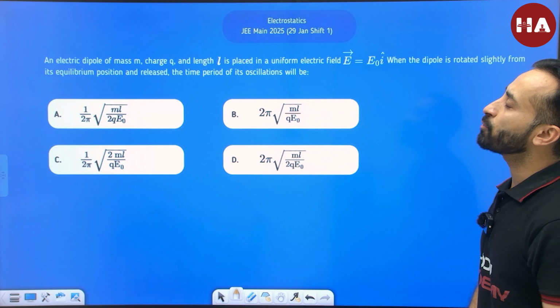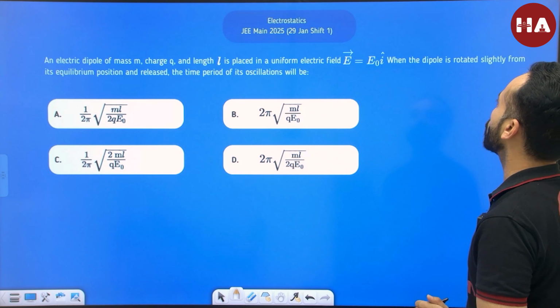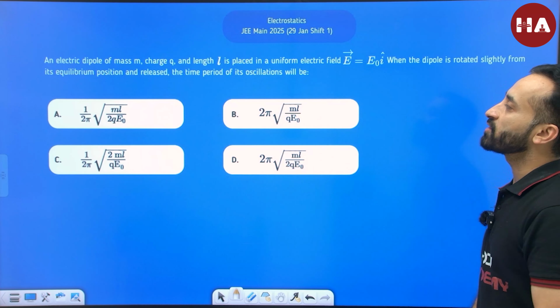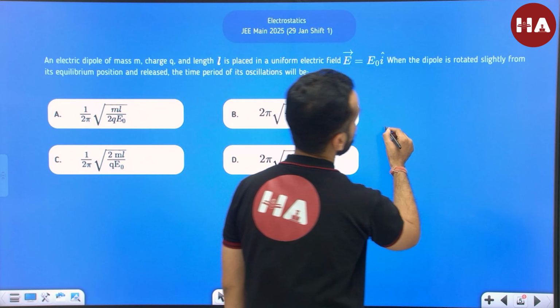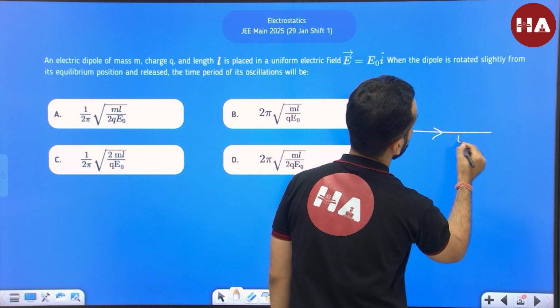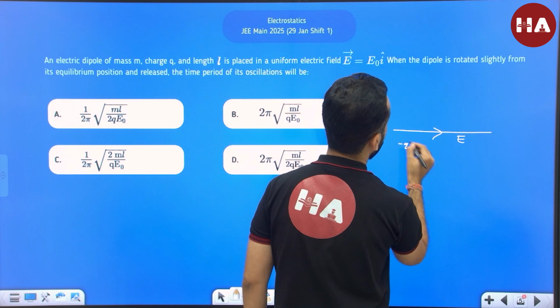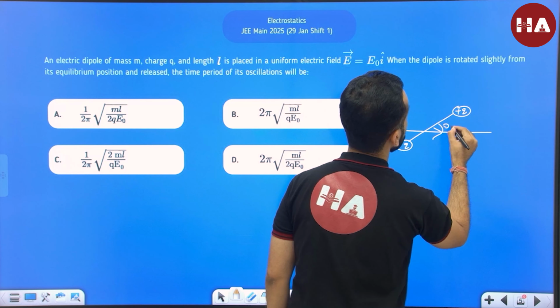An electric dipole of mass m and charge q and length L is placed in a uniform electric field. When the dipole is rotated slightly from its equilibrium position and released, the time period of its oscillation is. Alright students, so there is an electric field, let's say towards the right, and we have placed a dipole, let's say minus q and plus q at an angle theta.